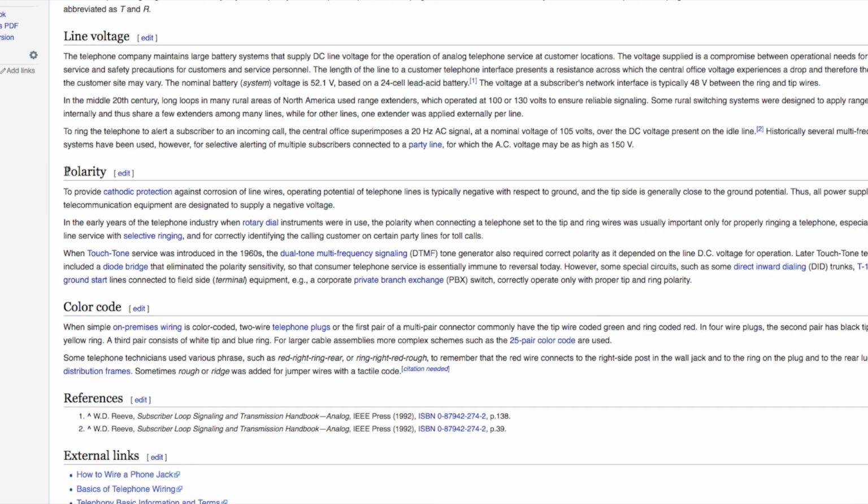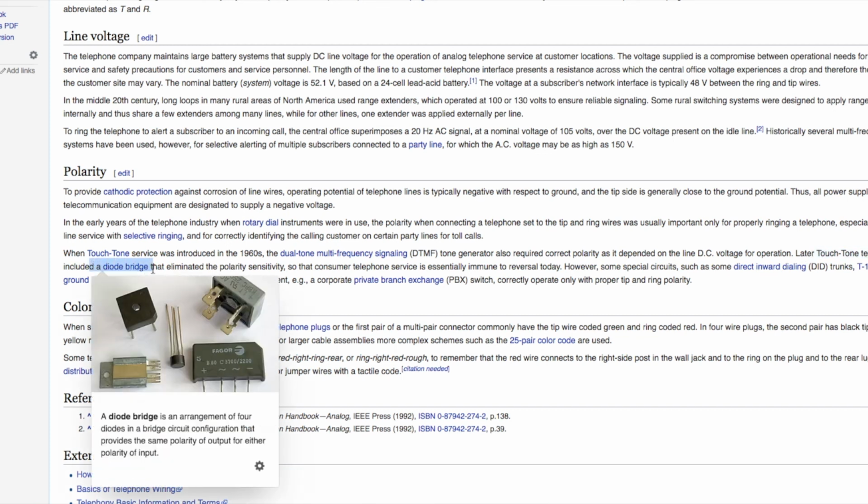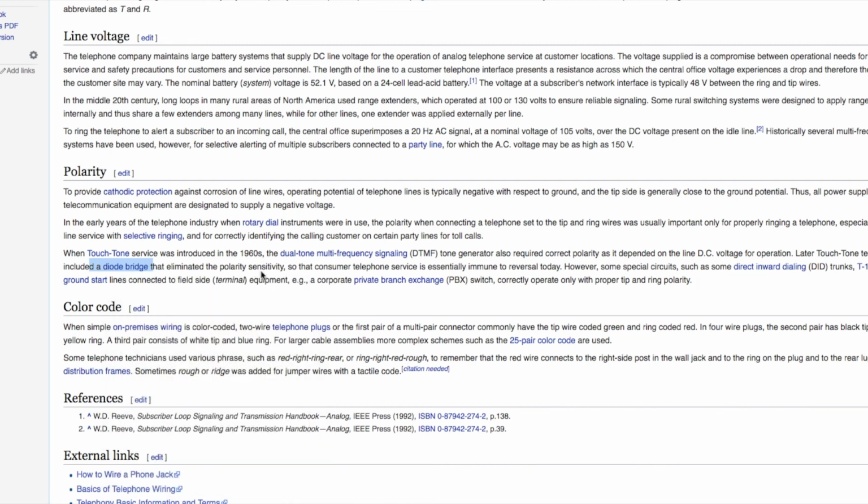Because in this polarity discussion, they talk about originally there might have been a polarity, but then at some point, touch tone phones started including diode bridge rectifiers, and therefore, just like if you have AC going into a bridge rectifier, you get a polarized DC out. Today, or whenever this was written, telephone service is essentially immune to the polarity on the line.